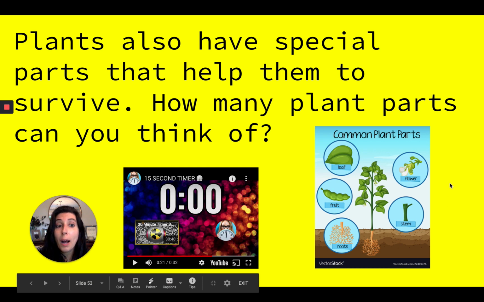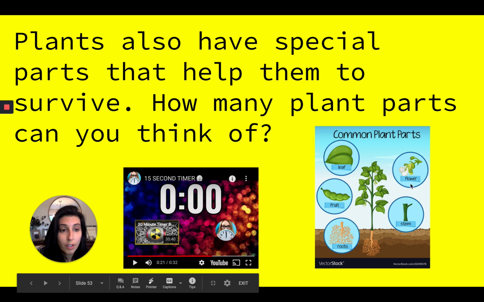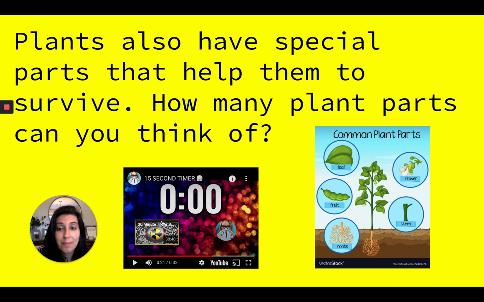Here are some common plant parts. Now, there are more plant parts than this, but these are the ones that are most common, that we know and talk about most often. So there's the leaf. Read it with me. First is leaf, fruit, roots, flower, and stem. Did you get them all? Did you get all 5? If you did, give yourself a pat on the back. Nice job.